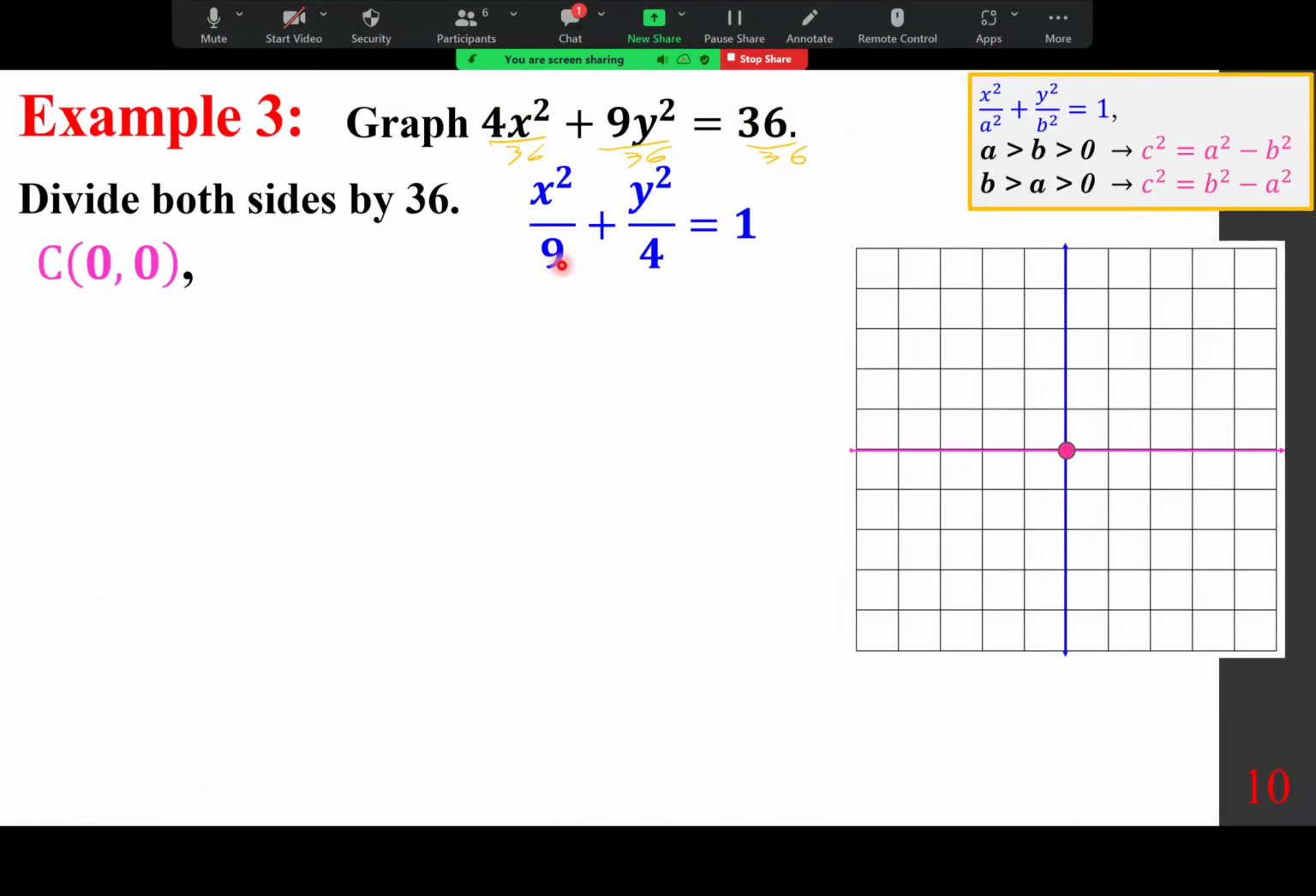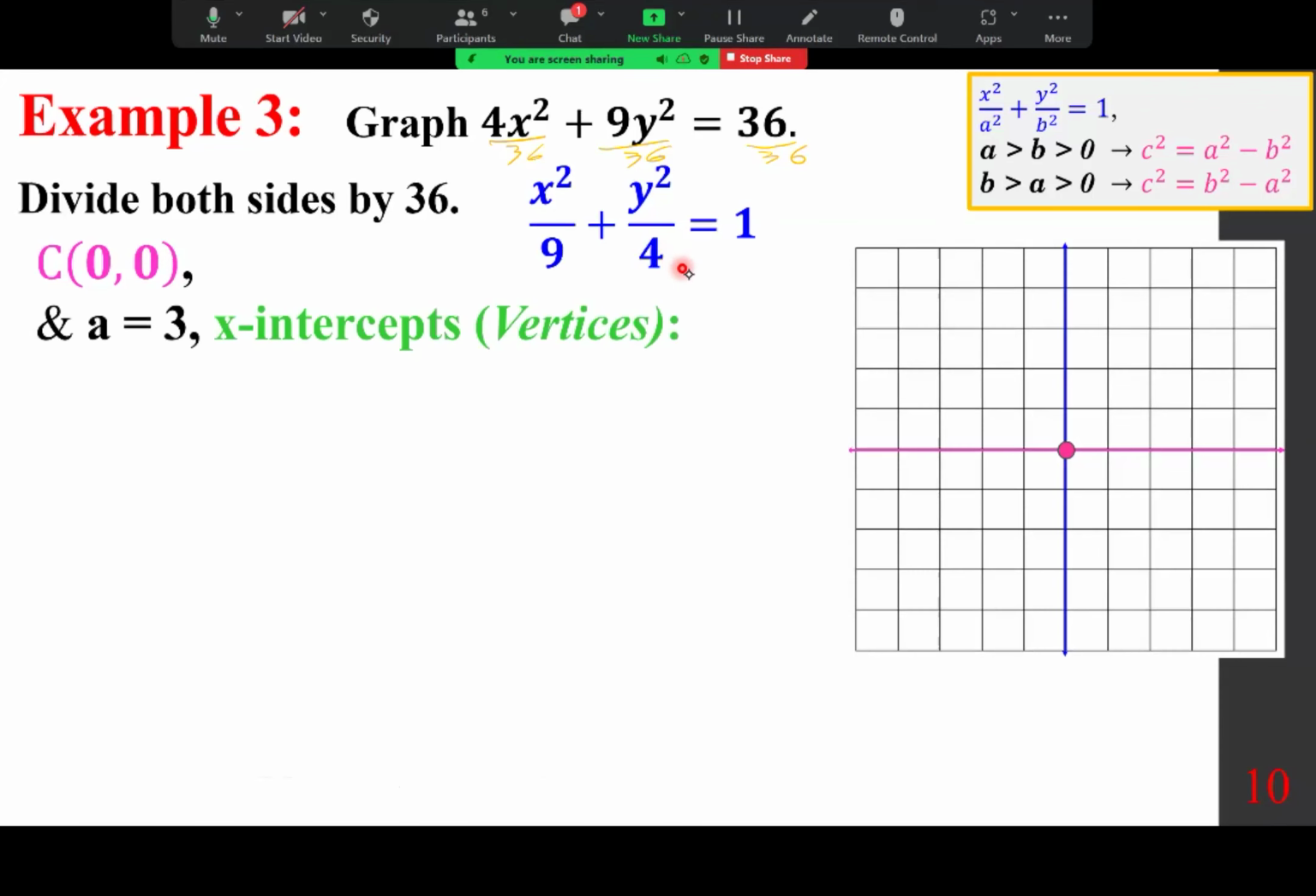A is 3, and B is 2. So A is 3. The x-intercepts are also the vertices because A is larger than B. A is the square root of 9, 3. B is the square root of 4, 2. So they're at (3, 0) and (-3, 0).